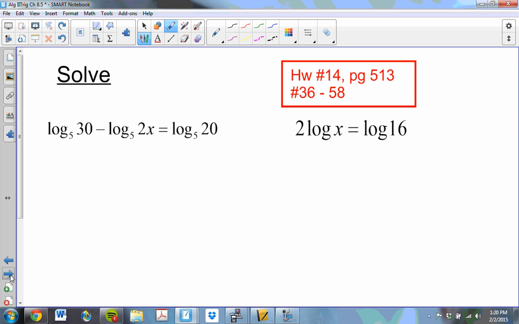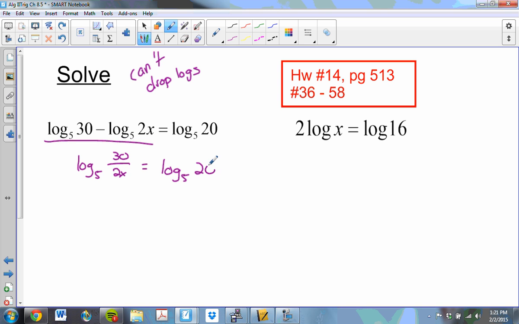Finally, we can solve. Now, this problem right now, on the left side, there's more than 2 logs, so I can't just drop the logs. I can't do it because there's more than one log on one side. But I can combine these. This becomes log base 5 of 30 over 2x. And really 30 over 2x is 15 over x. So it's log base 5 of 15 over x equals log base 5 20.